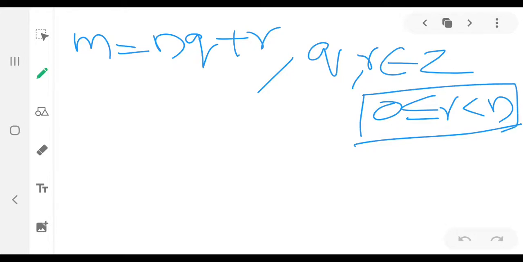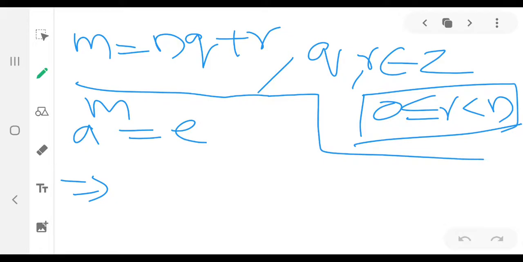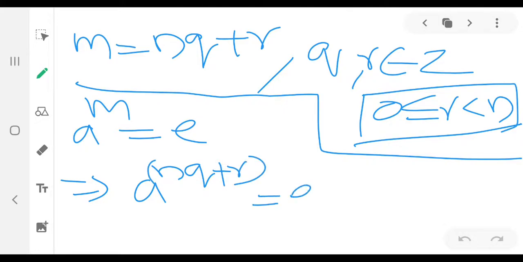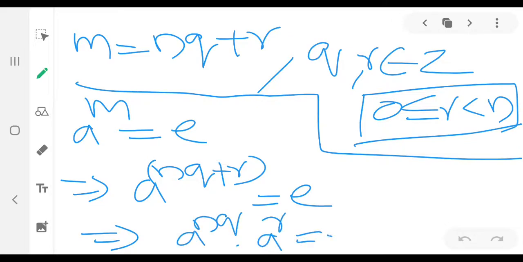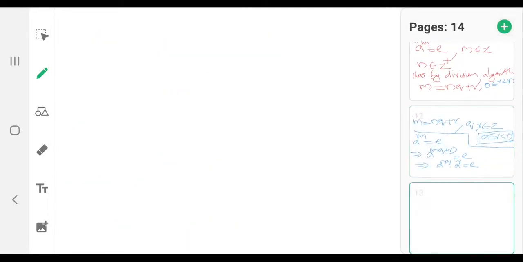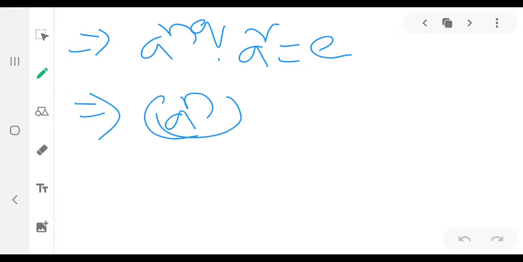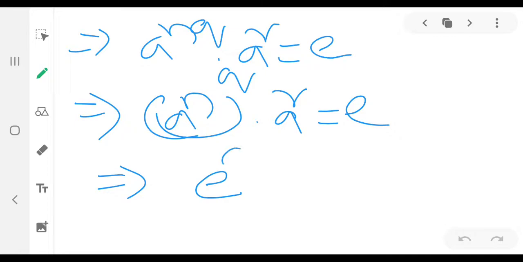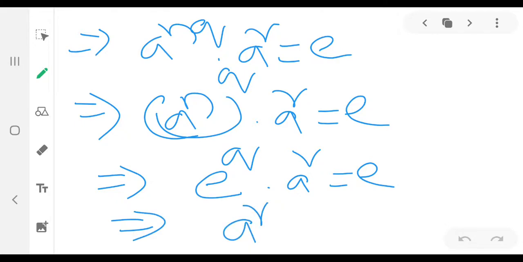So a raised to m is equal to e. By assumption, a raised to m equal to e implies, substituting nq plus r for m, a raised to nq plus r is equal to e, which implies a raised to nq into a raised to r is equal to e, which implies a raised to n whole raised to q into a raised to r is equal to e. a raised to n is e, so e raised to q into a raised to r is equal to e. a raised to n is e, therefore a raised to r is equal to e.